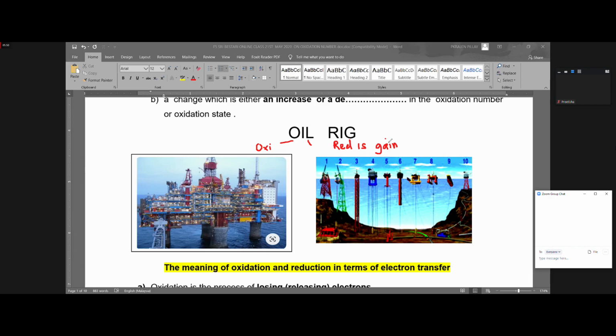Those days when I learned chemistry, my teacher just forced us, oxidation, you lose electrons. She never told us anything about oil rig and all that. So difficult to understand. So we have to take a short form to remember oxidation and reduction. Any questions? I think it should be okay.